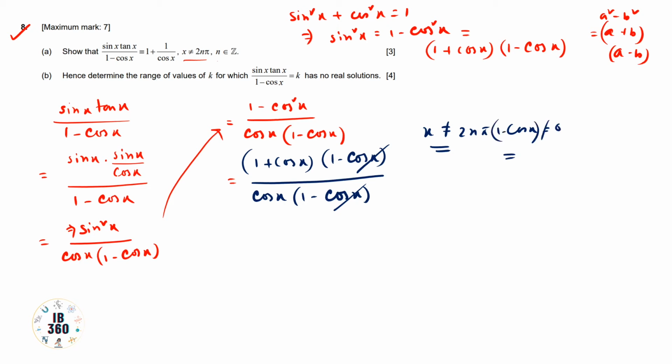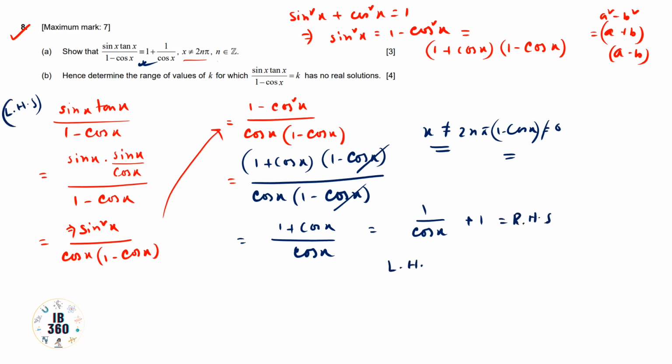So in this way we can cancel out these two terms, and if we cancel out these two terms we will get 1 plus cos x divided by cos x. So we are getting 1 by cos x plus 1. This we had to prove. So if this is LHS, left hand side, and this is RHS, so LHS is equal to RHS. So this is proved. This is proved for all x not equal to 2n pi.